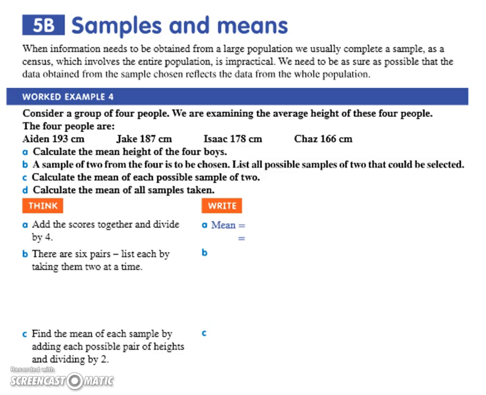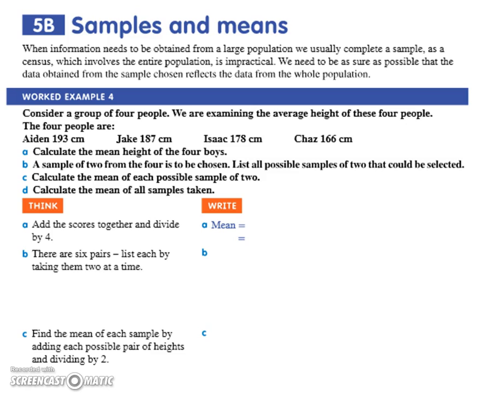But we've only got this because we want to find out whether all of the samples that we can take are going to be even close to what the mean is of the population. So what you've got is a group of 4 people with their average heights.